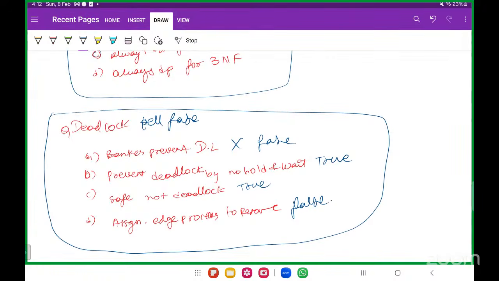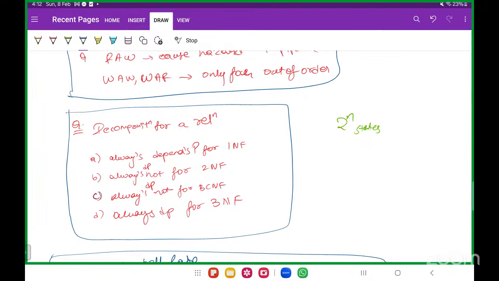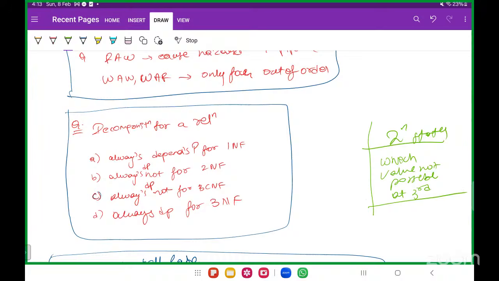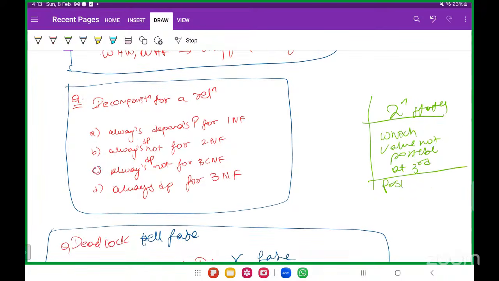There is one problem regarding DBMS, regarding decomposition, dependency preserving. So they mention in 1NF, dependency preserving is always possible. So look at what the concept is. Up to 3NF, dependency preserving is always possible, and for BCNF it is not always possible. So always DP for 1NF, that is a true statement. Always for 2NF, that is false. Always not for BCNF, that is also true. And always for 3NF, that is also true.